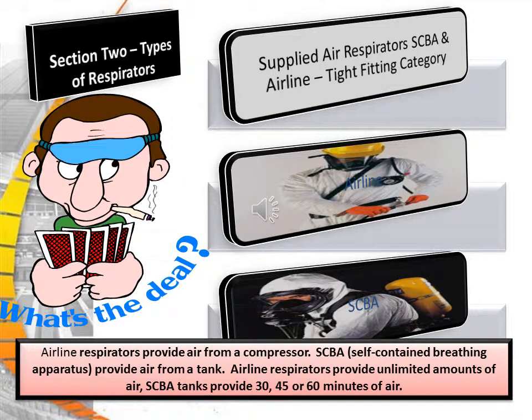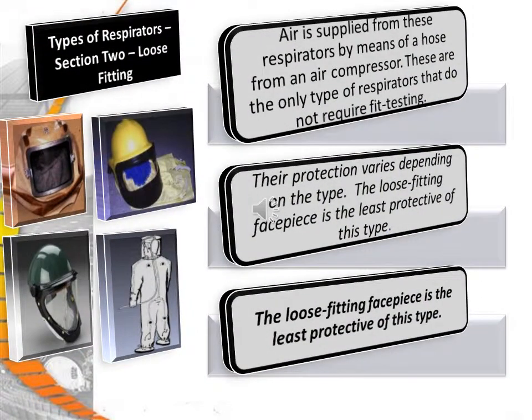Supplied air respirators, or SCBA, are depicted here. Airline respirators provide air from a compressor, and SCBA provide air from a tank. Airline respirators provide unlimited amounts of air, whereas SCBA tanks provide 30, 45, and 60 minutes of air. Loose-fitting facepieces are the least protective of the types of respirators. Air is supplied to these respirators by means of a hose from an air compressor. These are the only type of respirators that do not require fit testing.